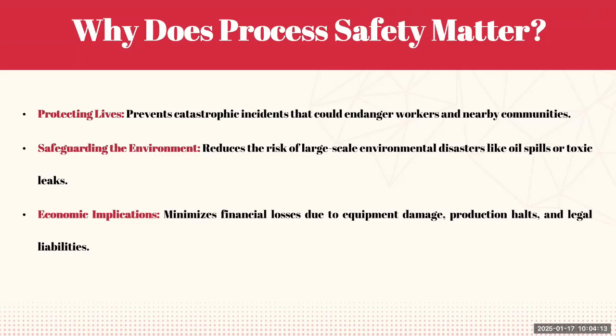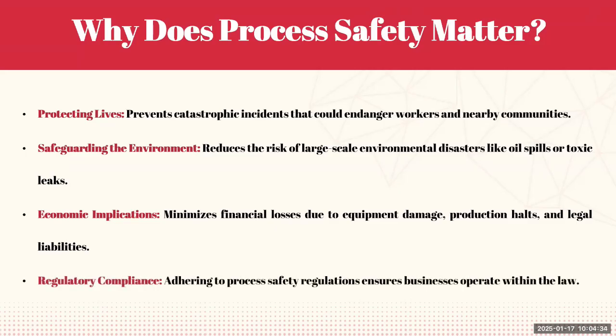Then also the economic implications. Accidents can lead to massive financial losses. When we talk about a process plant, we talk about millions and even billions of dollars that could be lost from such disastrous incidents. Implementing process safety helps to mitigate these risks and also keeps the operations running smoothly. And finally, of course, regulatory compliance. Businesses must adhere to strict process safety regulations to operate within the law. Failure to do so can result in penalties, shutdowns, or worse. So in short, process safety is not just about the rules, it's about lives, the planet, and sustainability for the business. Let's now explore how it can be implemented in the plants.